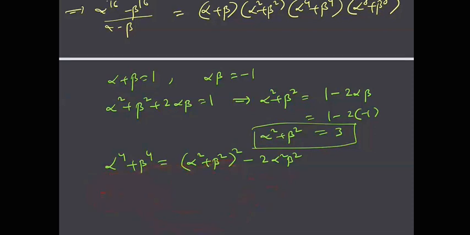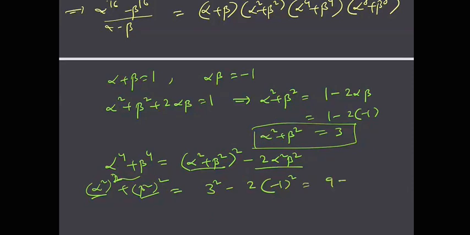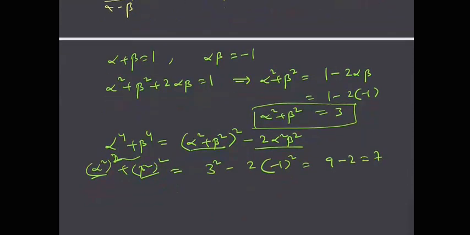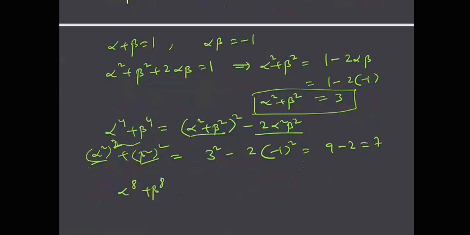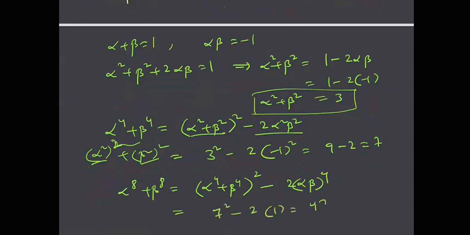So alpha power 4 plus beta power 4, we wrote it as alpha square whole square plus beta square whole square. So then this is a square plus b square, which is a plus b whole square minus 2ab. So alpha square plus beta square is 3. So it is 3 square minus 2 into alpha beta is minus 1 whole square. So this is 9 minus 2, which is 7. Okay. Now similarly, alpha power 8 plus beta power 8 is alpha power 4 plus beta power 4 whole square minus 2 times alpha beta whole power 4. So this is 7 square minus 2 into 1, which is 47.